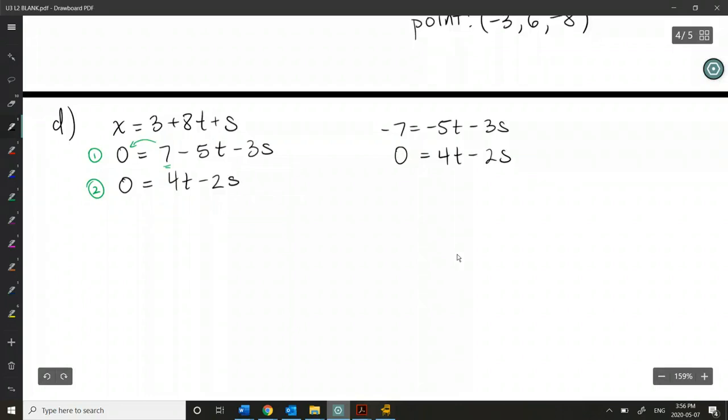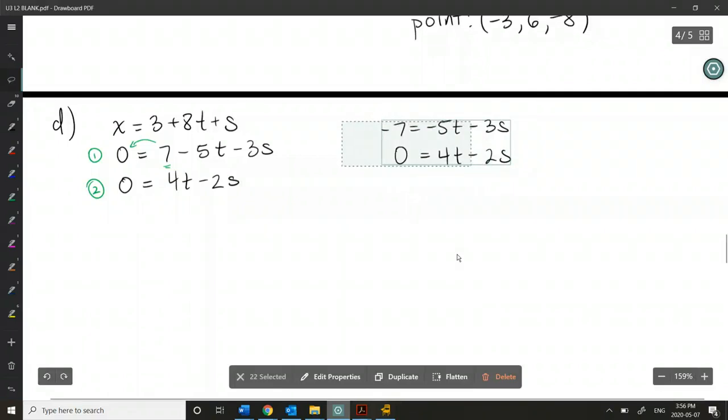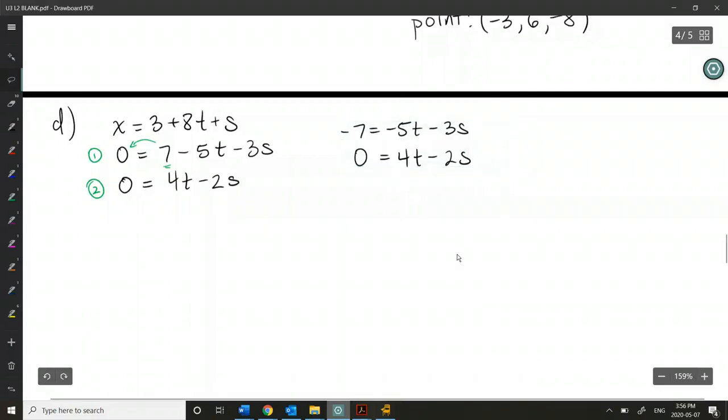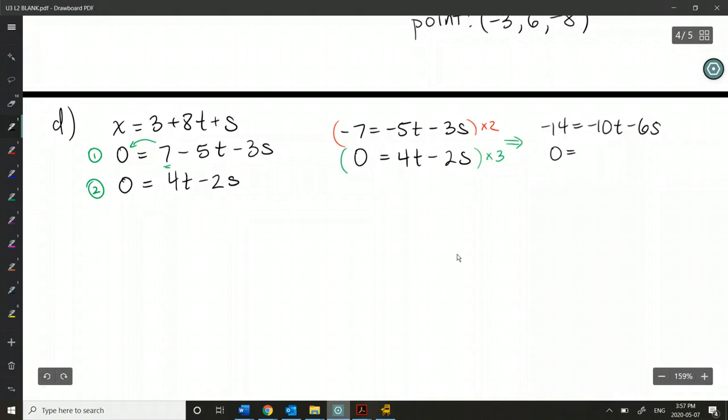And the goal when you're doing elimination is to have the coefficients of 2 variables equal to one another. So I can choose the t's to make the same or the s's to make the same. So I think I'll just take this equation and multiply this whole equation by 2, and then we'll take this equation and multiply this all by 3 to get 2 equations where the coefficients of the x's are the same. Did I say x's? If I said x's, I mean s's. Okay, so coefficients of our s's are the same.